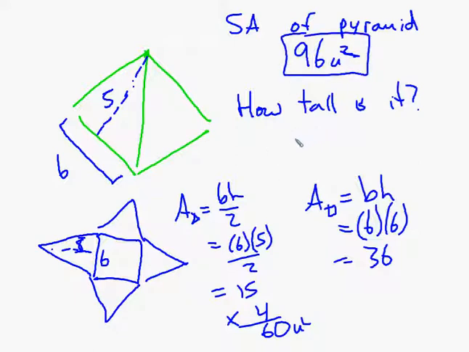Okay, well, how tall is it? Well, if I finish drawing this, I see a right triangle in here. Do you see what I'm talking about? And this is going to be 5. Now, it's hard to see, but this would also be 3. Okay, so I can use Pythagorean theorem and get a height of 4.